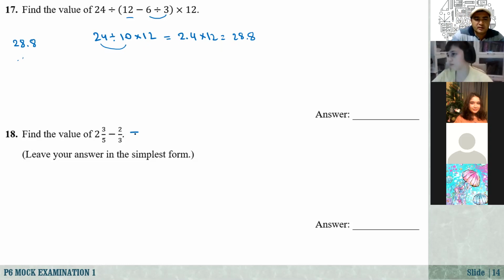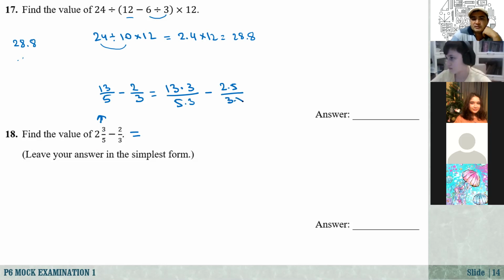And how about this question? Let's do this together and you will do the next question. To subtract fractions, we have to bring them to a common denominator. But the first number is a mixed number, right? I should change this into an improper fraction. 2 times 5, 10, 10 plus 3 is 13. So here we have 13 over 5 minus 2 over 3. Now, what is the common denominator? It is 15, right? The first fraction we should multiply by 3 over 3, the second one by 5 over 5. 5 times 3, 3 times 5, 15.